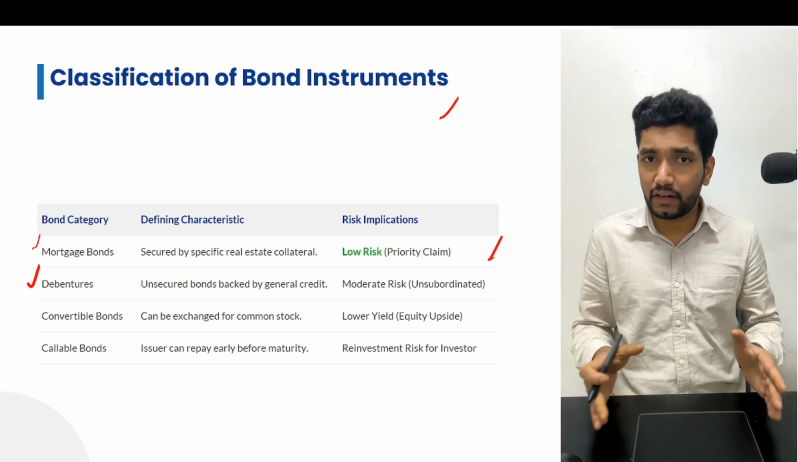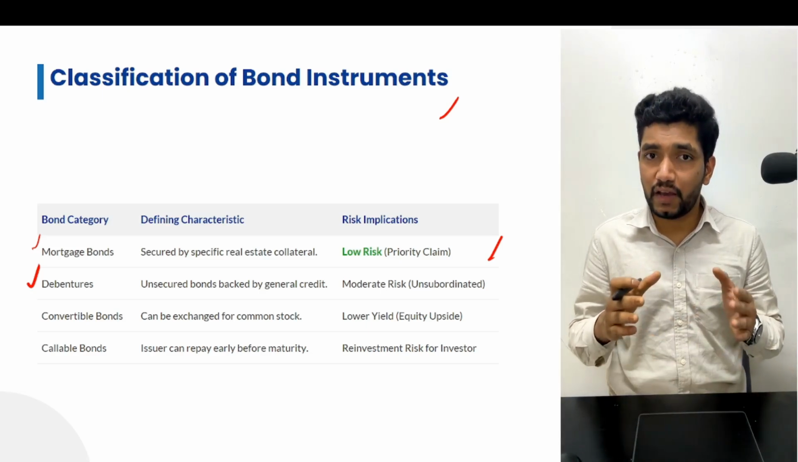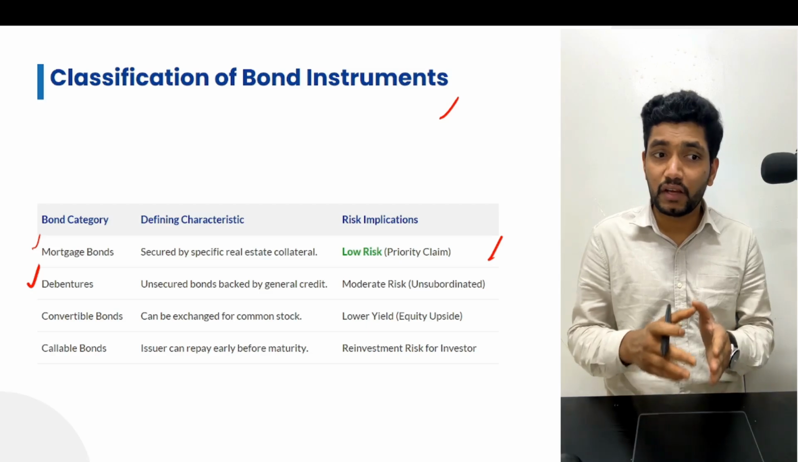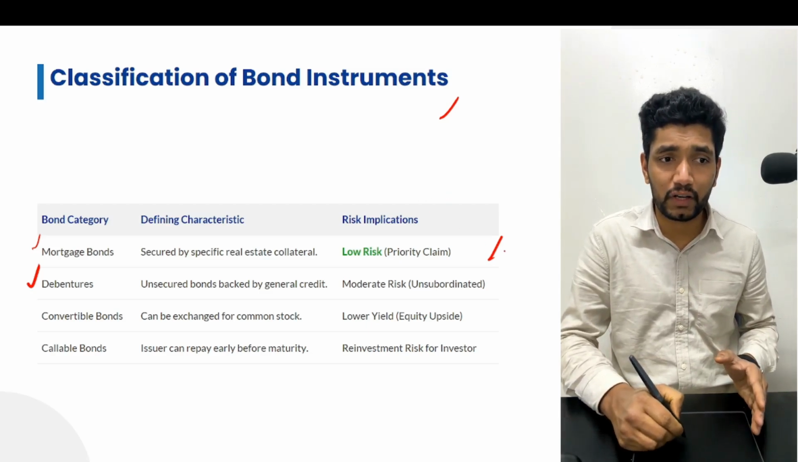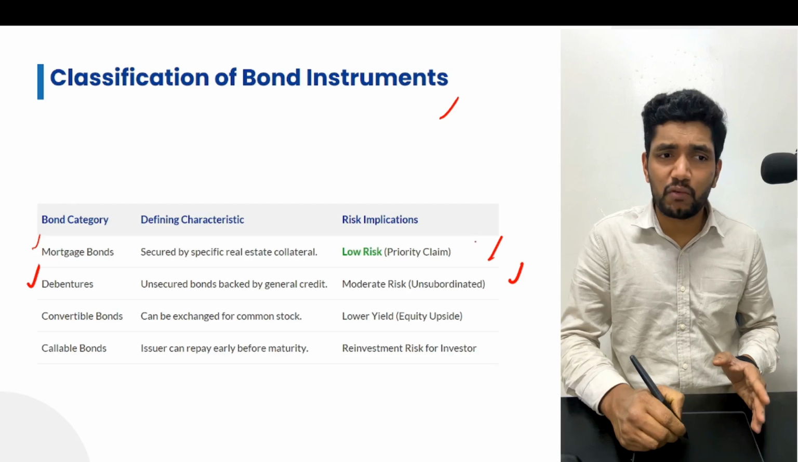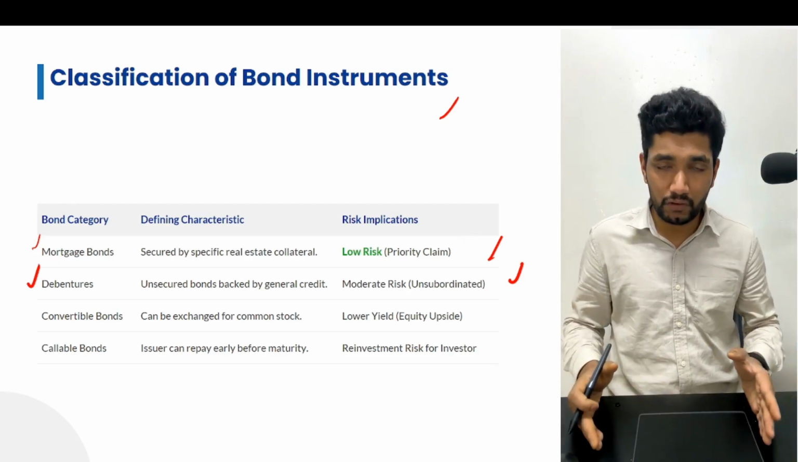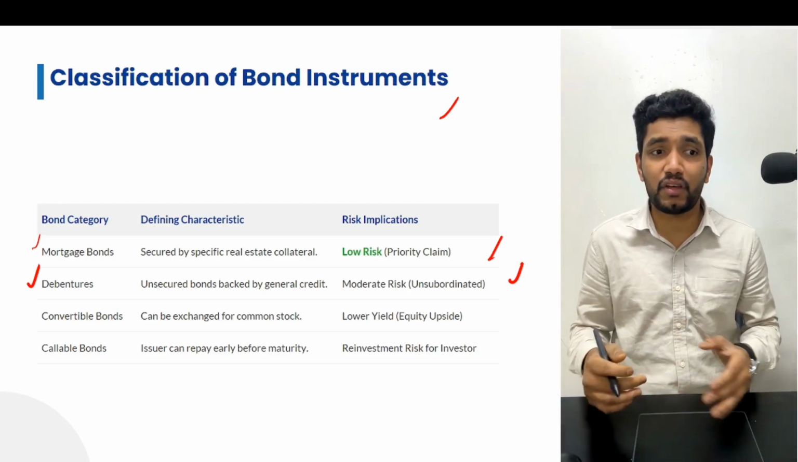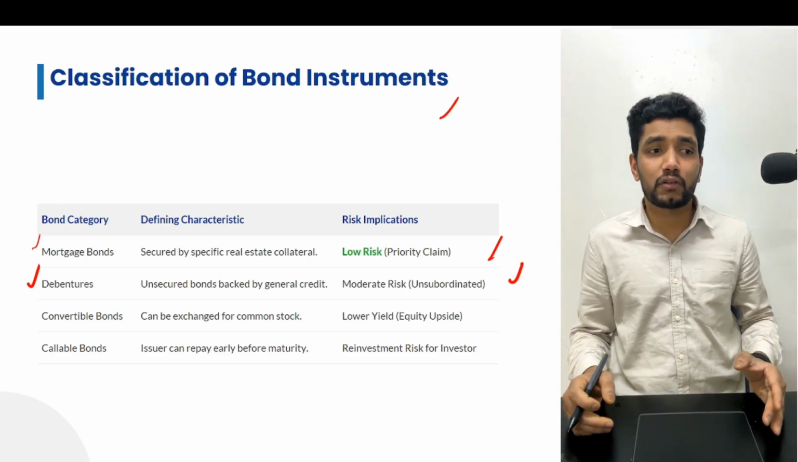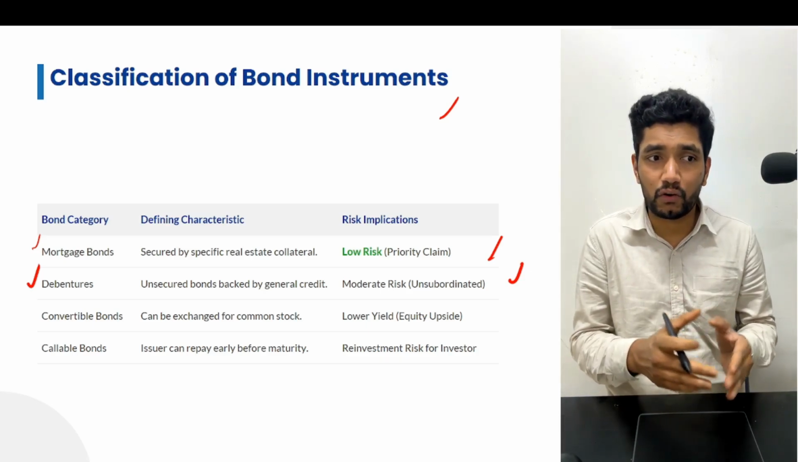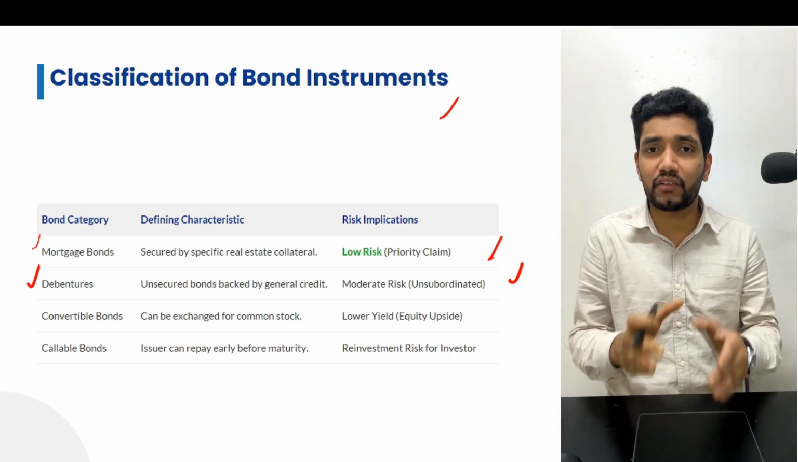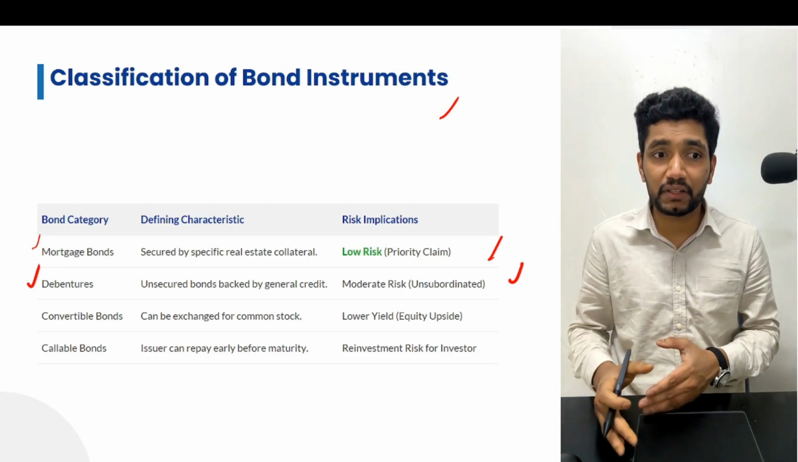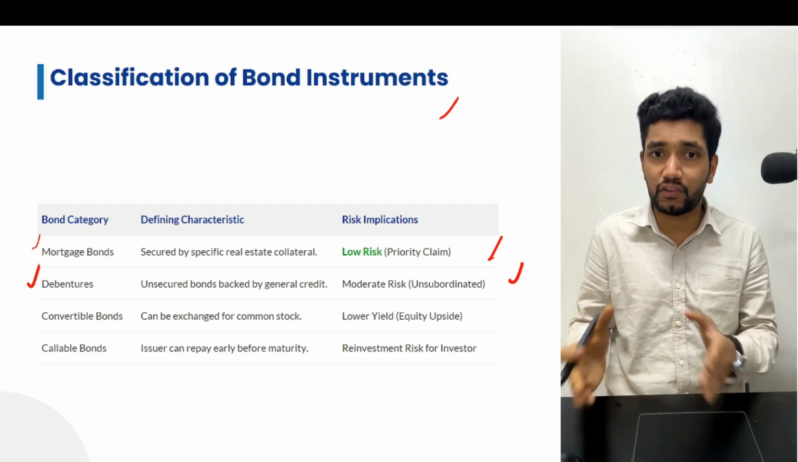It is backed by general credit. That means it is unsecured by any of the company's assets. It is considered a lower moderate risk. The mortgage bond is normally considered a low-risk bond, but debentures are normally considered moderate risk because they are not secured or collateralized by any company assets. So if any default happens, there will be no priority on the asset claim.